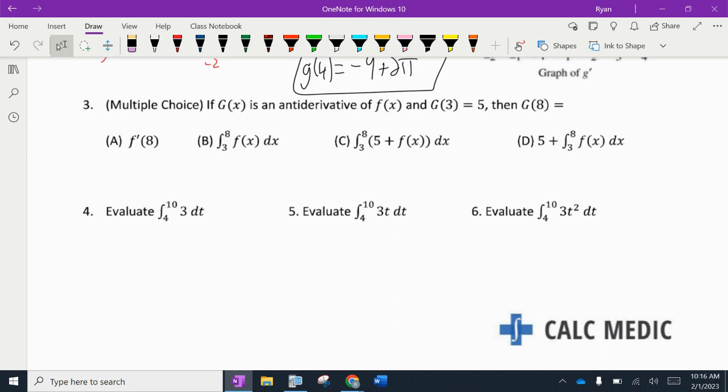So what is G of 8? So isn't G of 8 equal to 5 plus... I'm saying D, my answer, final answer, D.